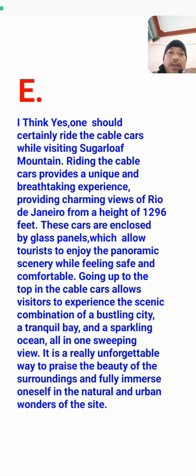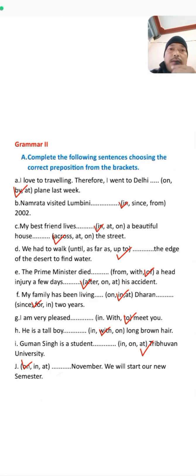Now I move to the grammar exercise. Here we have grammar 2. The first exercise is: complete the following sentences choosing the correct preposition from the bracket. Students, in this exercise we are going to use prepositions. You know prepositions are words which are used before a noun or pronoun. This is how we can use on, by, at. All these are prepositions.